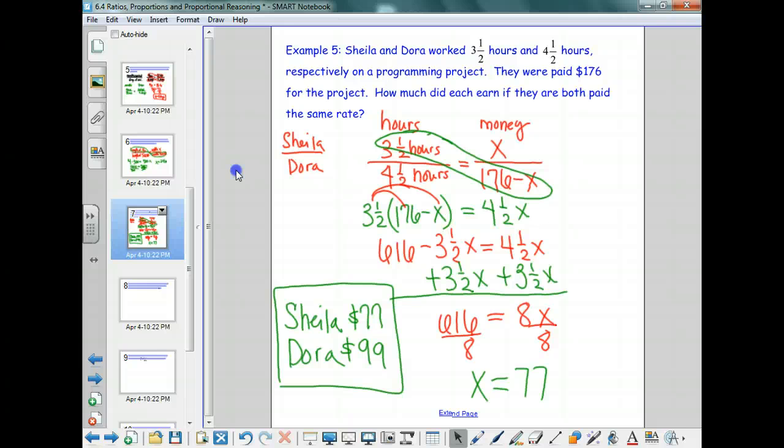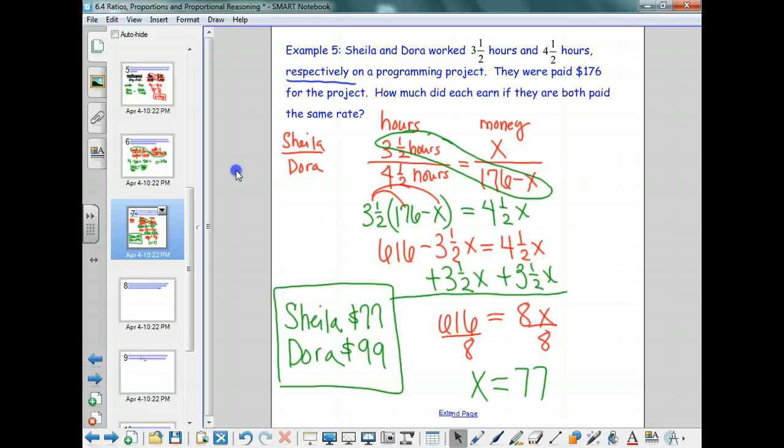Definitely. When I first read this problem, I got confused when it said Sheila and Dora worked 3.5 hours and 4.5 hours respectively, because it didn't specify in my mind which one was which. Okay, so when you see the word respectively, it's going to mean in order. Yeah, and we use that word as though everybody knows that, and you may not have. So whatever the order of the names is going to be the order of the hours.